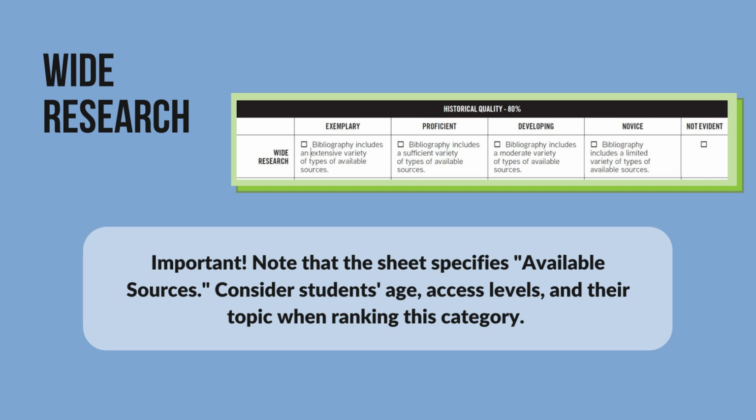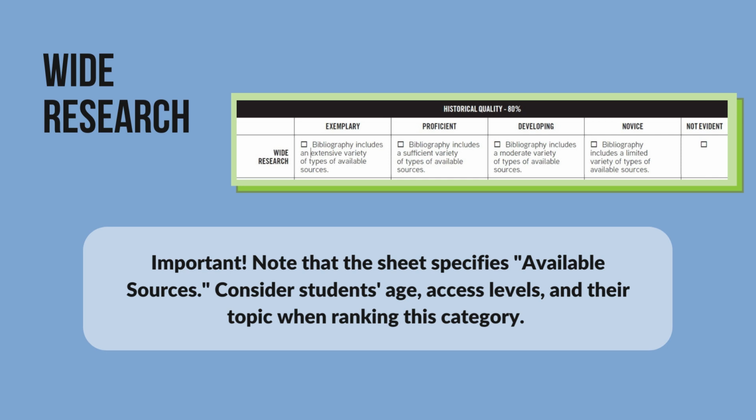As we have mentioned, it's good to remember that the projects you are ranking were created by students from 11 to 18 years old. When you rank them for wide research, consider what is available to students of this age. Make sure not to evaluate them on college level metrics. You must also consider what resources are available for the topic and accessible by the student. An ancient history topic will have to rely more heavily on art. A topic about Marie Curie will have to rely on the sources that have been translated into English.